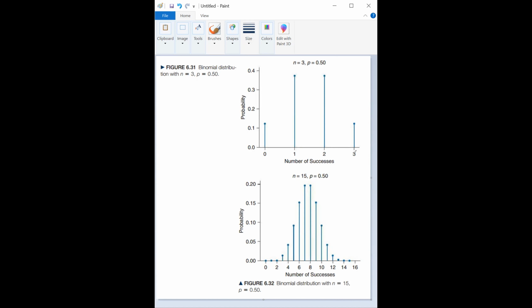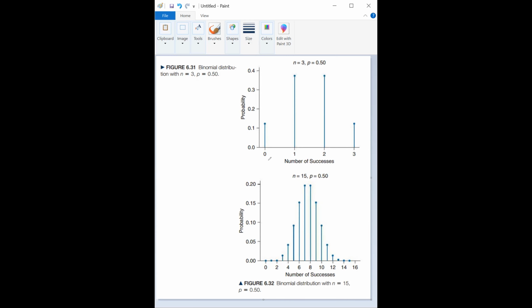And then this is the last possibility, that all 3 results of your coin flips are heads. You get heads, heads, heads. All right, so that's how to read this. This is the number of successes along the bottom, and the height of each of these little bars represents the probability of that situation.